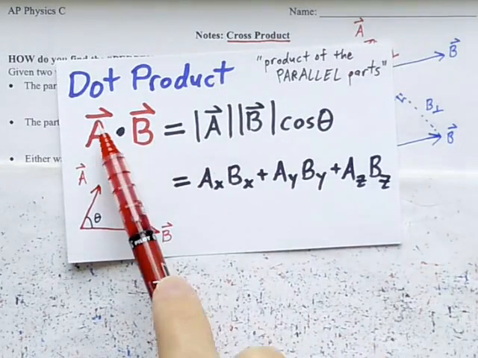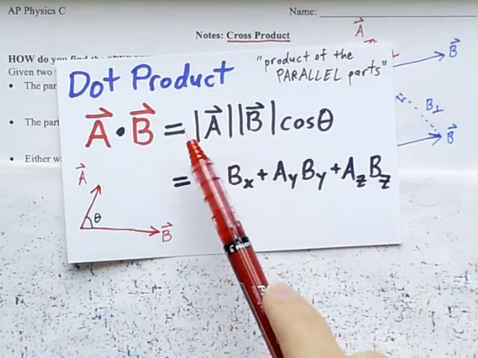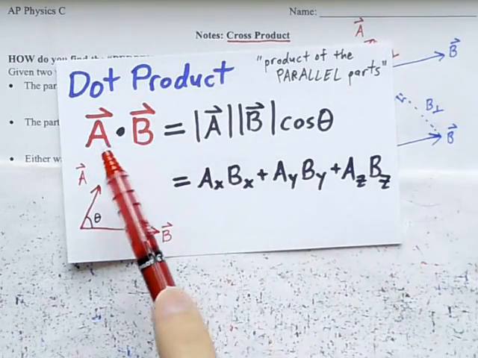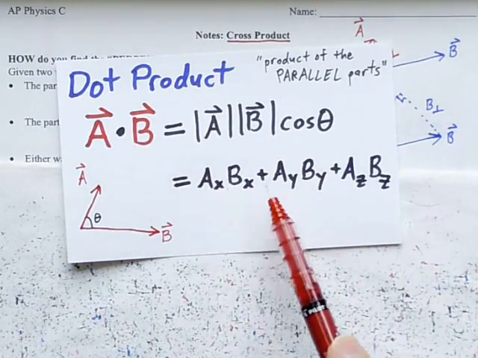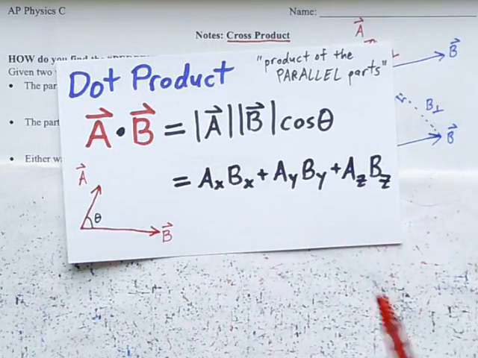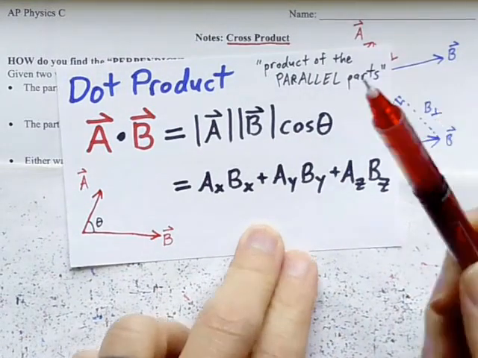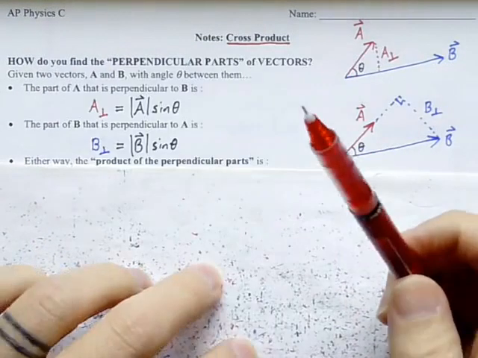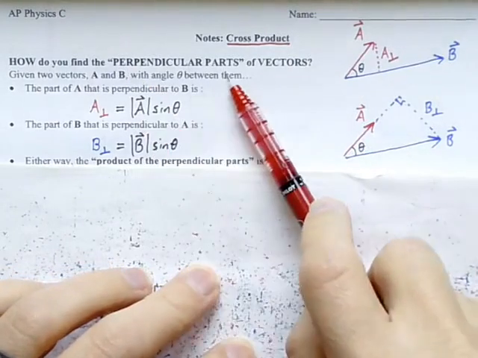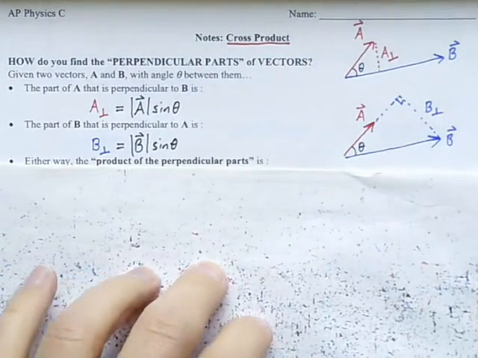The dot product is also known as a scalar product because it takes two vectors and produces a single number out of them, a scalar. Okay, so a cross product is in some ways the opposite of a dot product. Instead of finding the product of the parallel parts of two vectors, we now want to find the product of the perpendicular parts of two vectors.